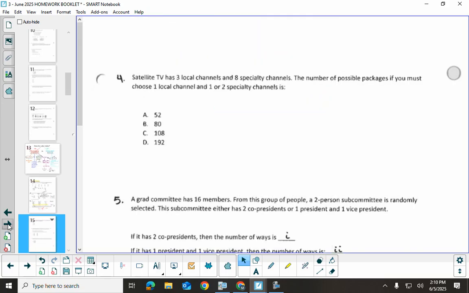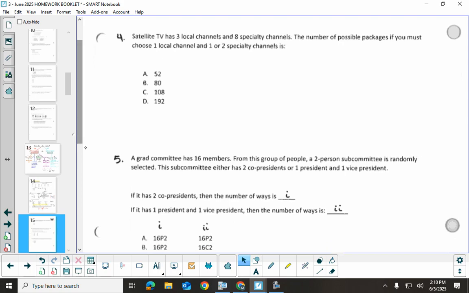I want you to try number 4. So I'm going to put a minute on my phone. You're going to try it first, and then we'll go through it together. So this is kind of like what we did yesterday. Yesterday I gave you 2 minutes per question. Because we have so many questions to go through today, I'm only going to give you a minute.